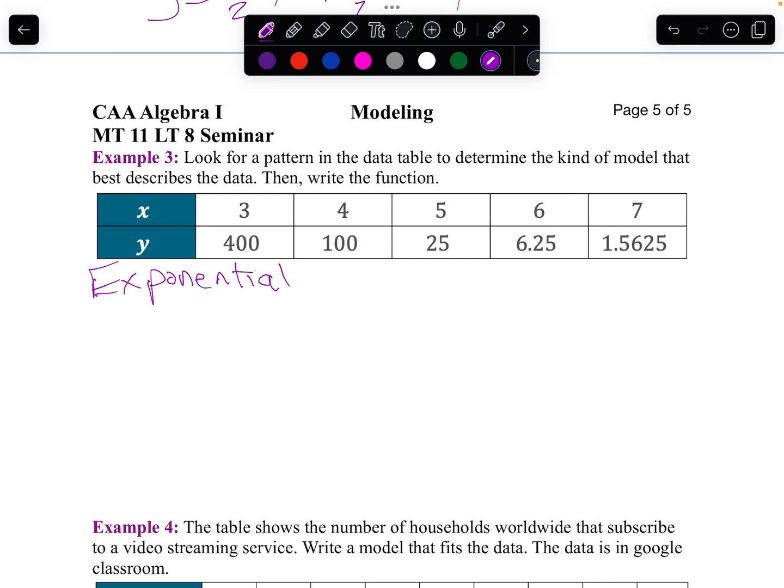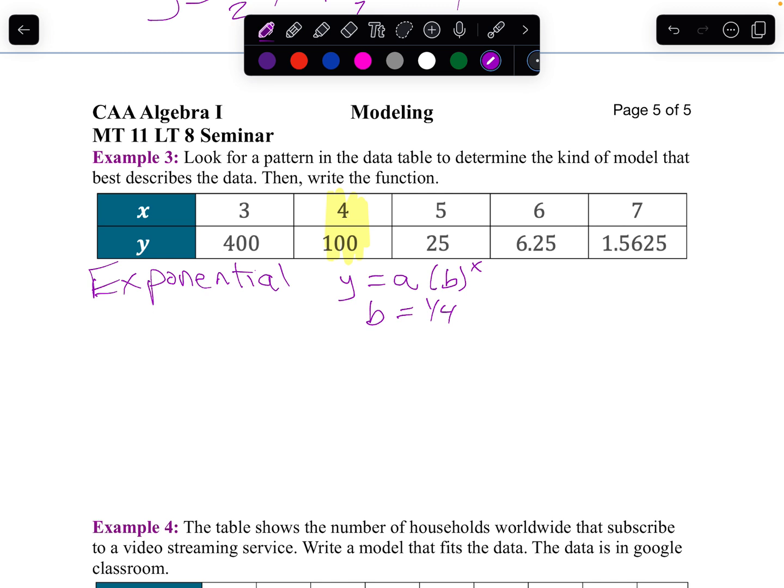So that follows our formula, y equals a times b to the x power. On this problem, b is 1/4. That's what we're multiplying by. And we're going to use a pair of points to find a. I like 1, 400. So let's go ahead and do that.